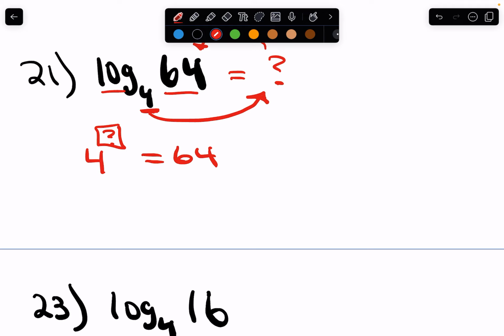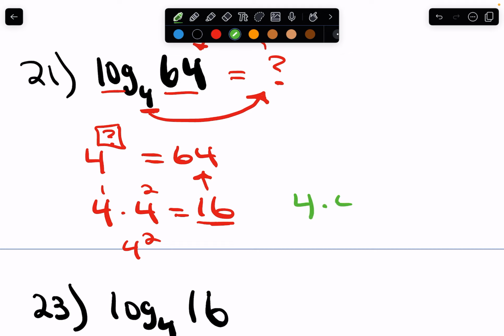Well, we can write this out as 4 times 4. That gives us 16. This would be also known as 4 squared because we're multiplying 4 by itself, not once, but twice. But 16 doesn't equal 64. Instead, we can just do 4 times 4 times 4. 4 times 4 is 16. So 16 times 4, what's that? 64.